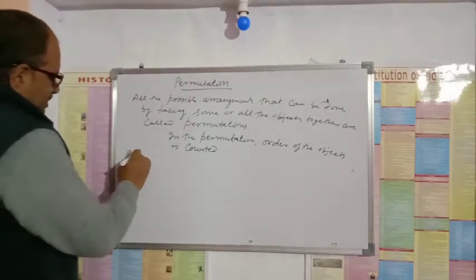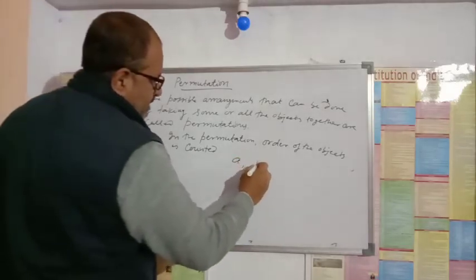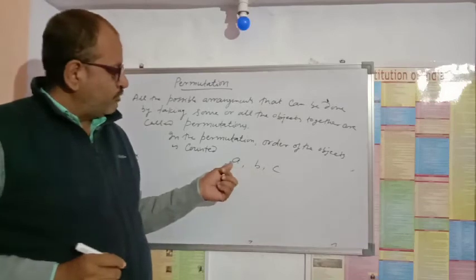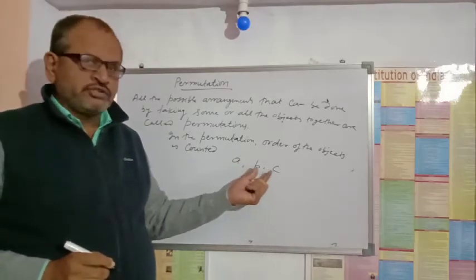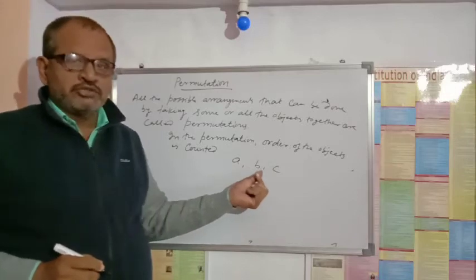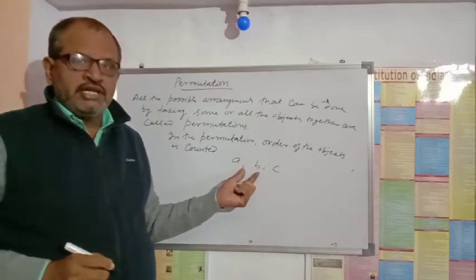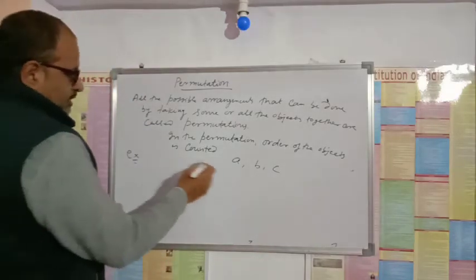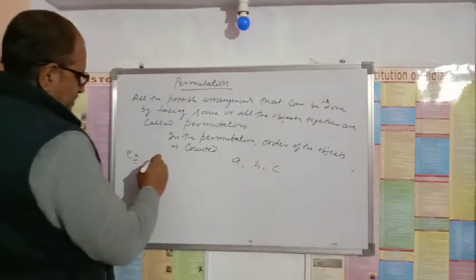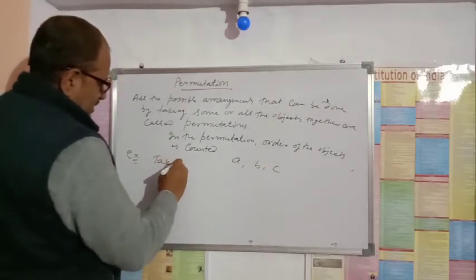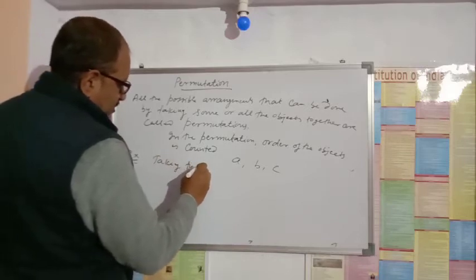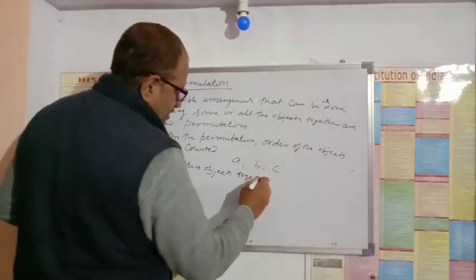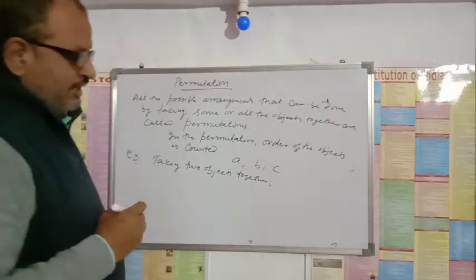See one example. Suppose there are three objects A, B and C, and we have to make the arrangement of any two objects taken together. There are three objects in total. We have to take two objects together and make the arrangements. So how many possible arrangements are there by taking two objects at a time?